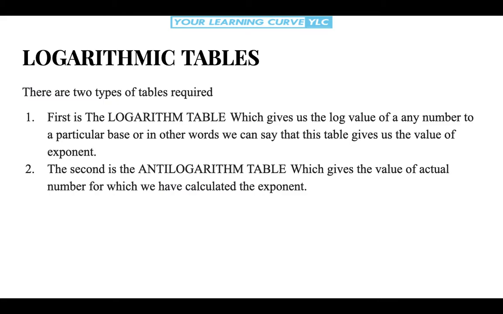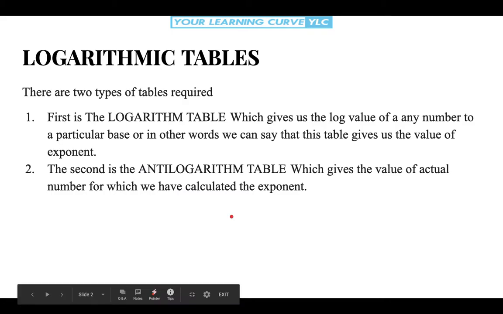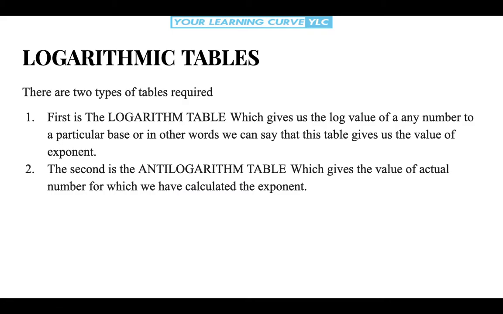Log tables are of two types. First one is logarithmic table, which we use to calculate the exponent corresponding to that number to a particular base. And the second is called anti-logarithmic table, which is used to calculate the number from the exponent to that particular base. That is, this will give you the answer, because the exponent is not our answer, the actual number on which we are performing the operations is. So using the anti-log tables we calculate the actual number corresponding to that exponent.